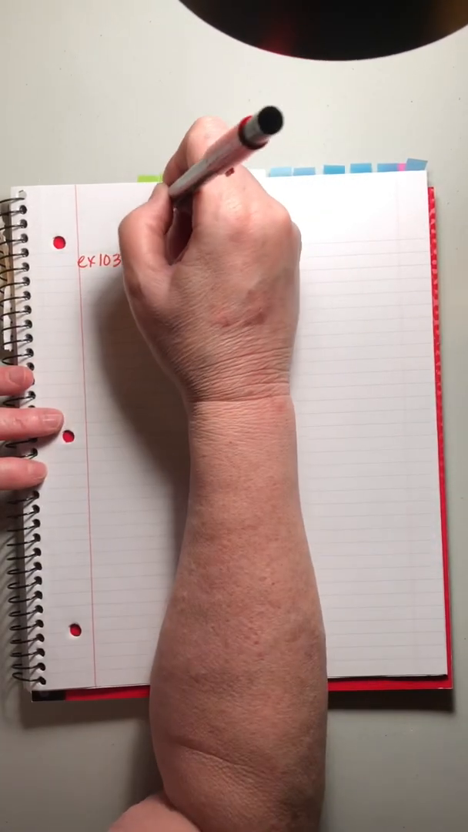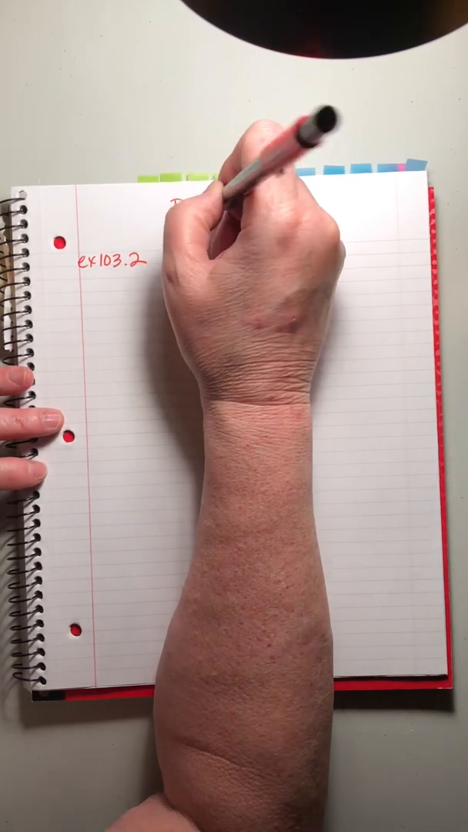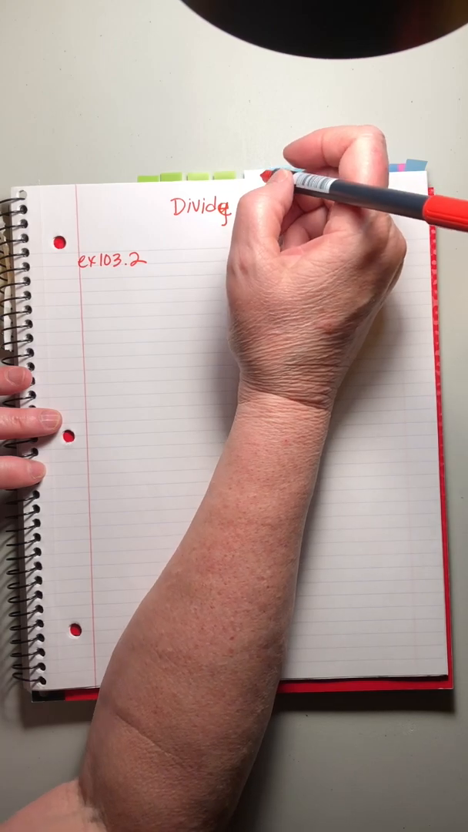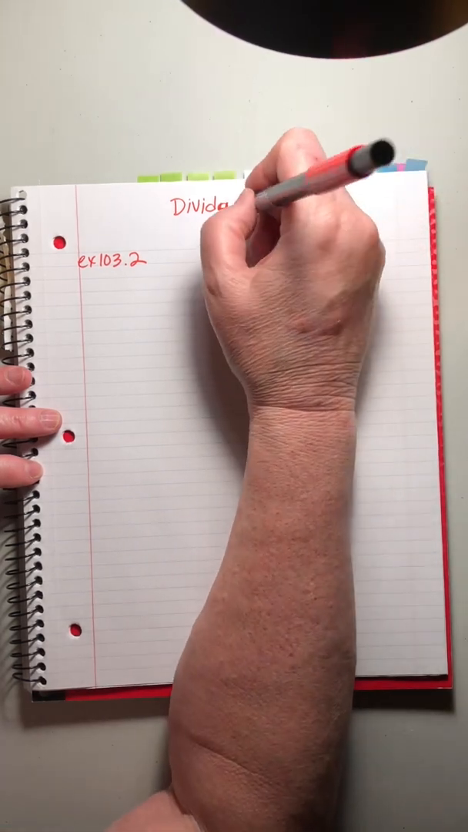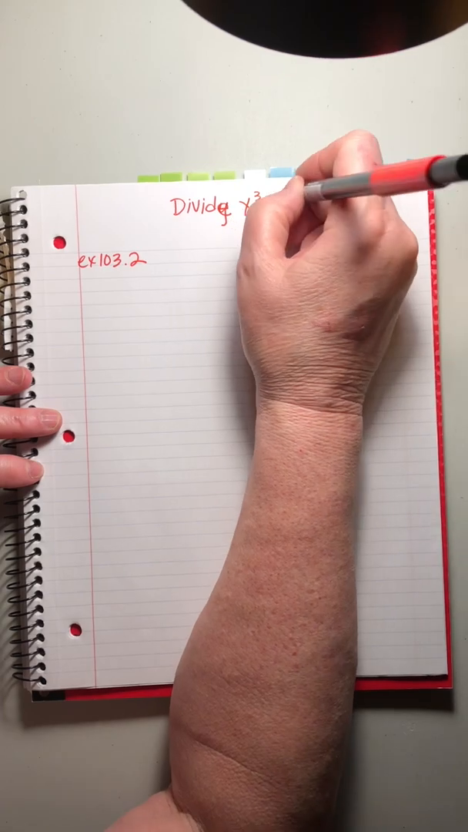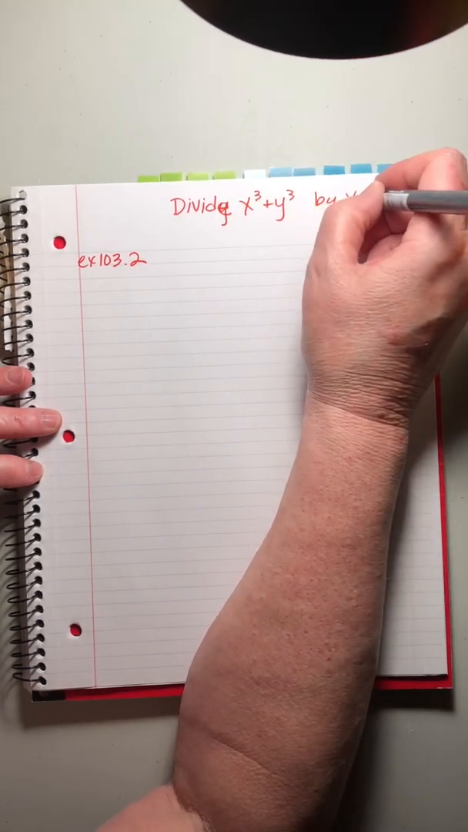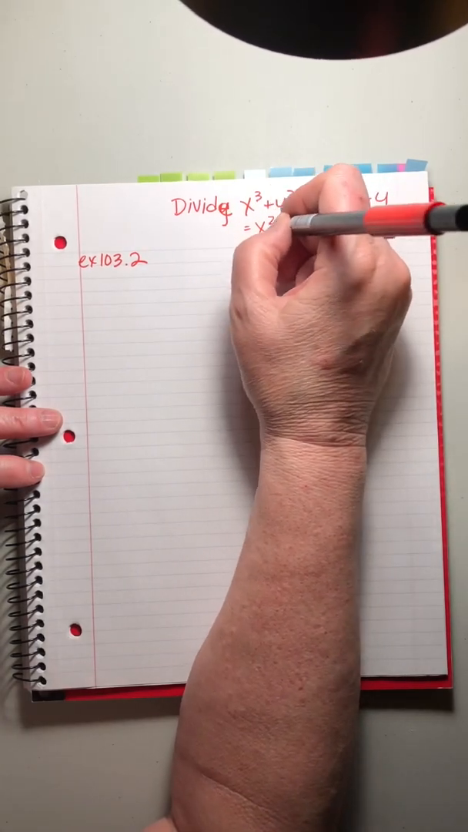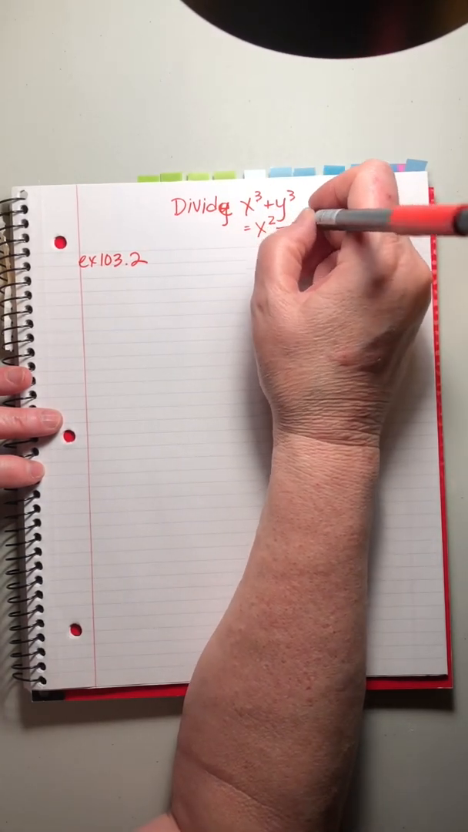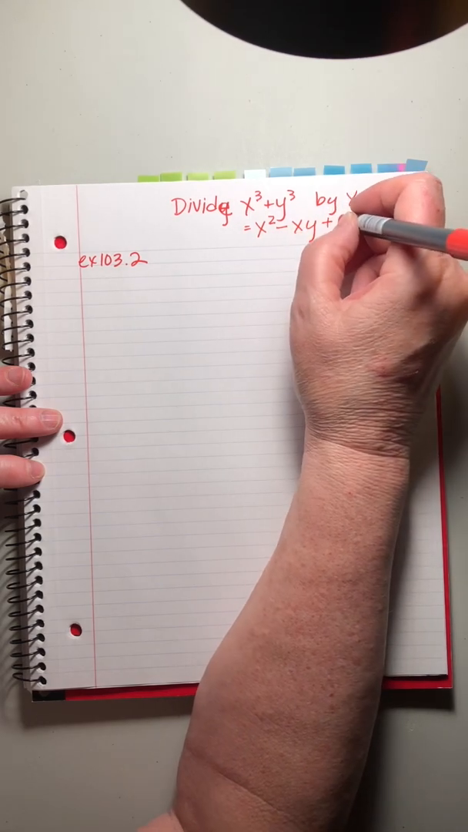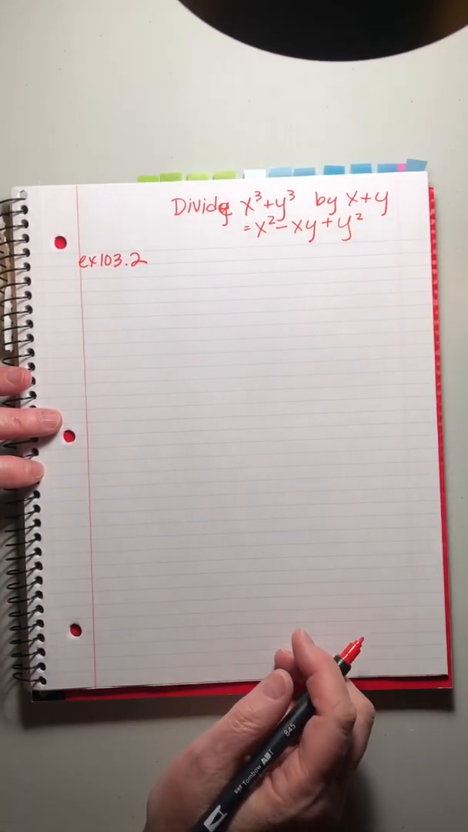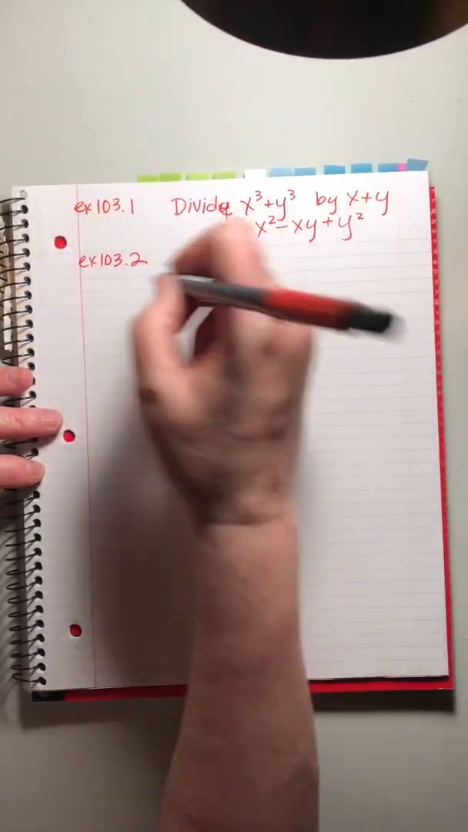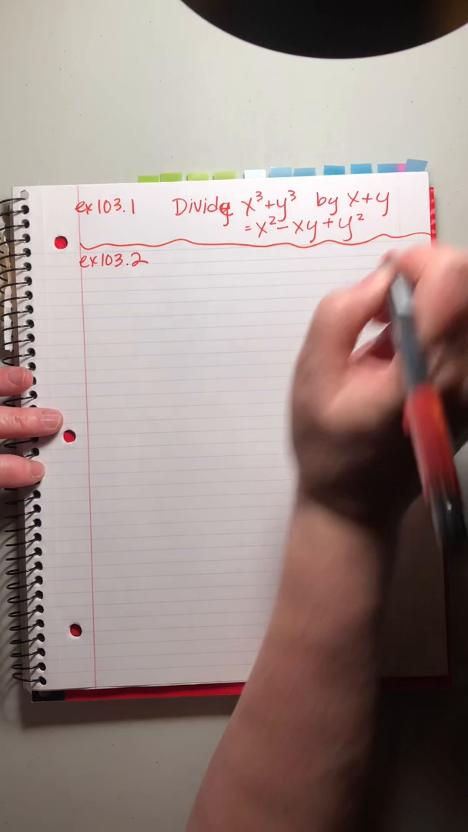And I'll just write this up here. The other one was divide. Oops. Can't spell. X cubed plus y cubed by x plus y. And our answer was x squared minus xy plus y squared. Okay, so that was last time. All right, I'm going to draw a line there so we don't confuse that with this problem.